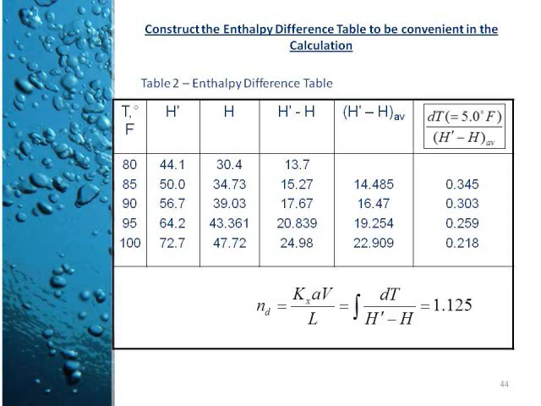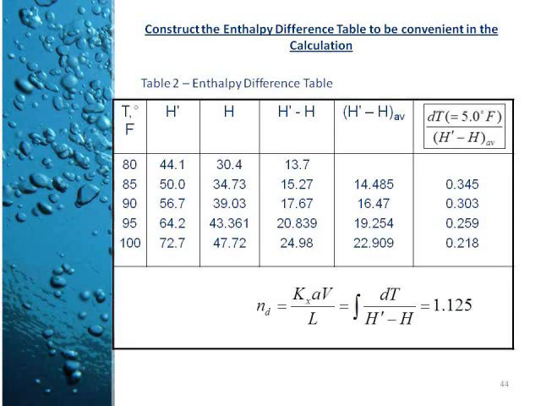Then we are going to subtract the literature values and the outlet enthalpy of air from 80 to 100 degrees Fahrenheit. We will average the first two differences, 13.7 and 15.27, to get 14.485. The average of 15.27 and 17.67 is 16.47. The average of 17.67 and 20.839 is 19.254. The average of 20.839 and 24.98 is 22.909.